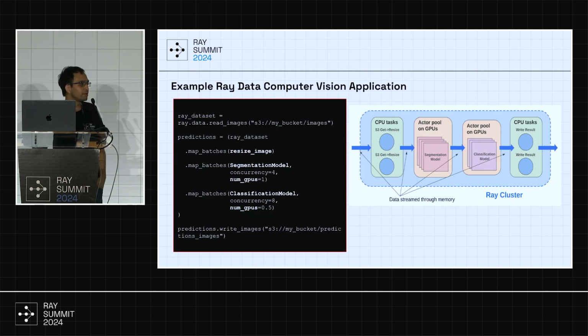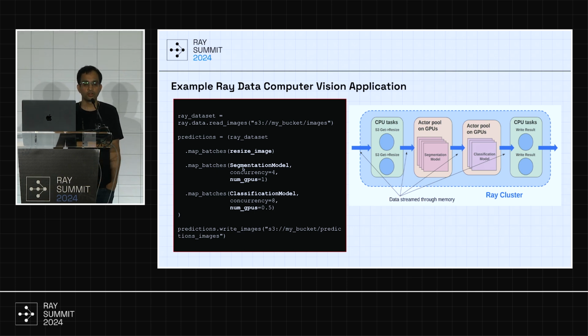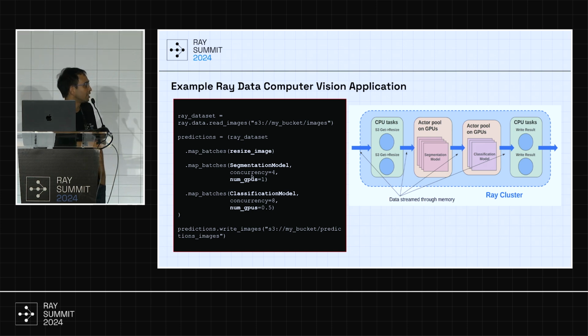This is a simple example putting together everything I've shown so far. What you see on the left is simple code to do a three-stage data processing on image data. The first stage is just a simple CPU operation, which is just resizing. The second stage is a segmentation model, and the third is a classification model. As you can see in the API, you're able to express the concurrency of each operation easily with a simple line of code. And at the same time, you're also able to tell where each of those operations needs to run and how much compute resource it can utilize.